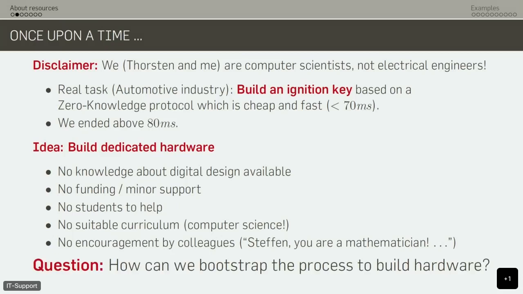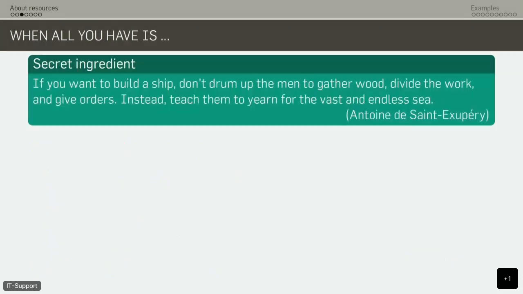I remember the very famous quote by a guy I really like. He said, if you want to build a ship, don't drum up the men to gather wood, divide the work and give orders. Instead, teach them to yearn for the vast and endless sea. And this was a trick I did. I tried to find ways to convince my students that they are allowed to build hardware for me.